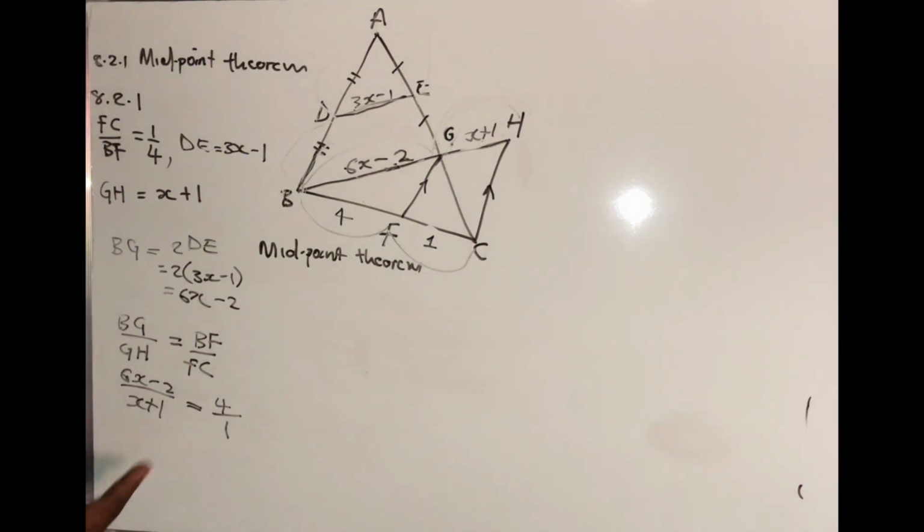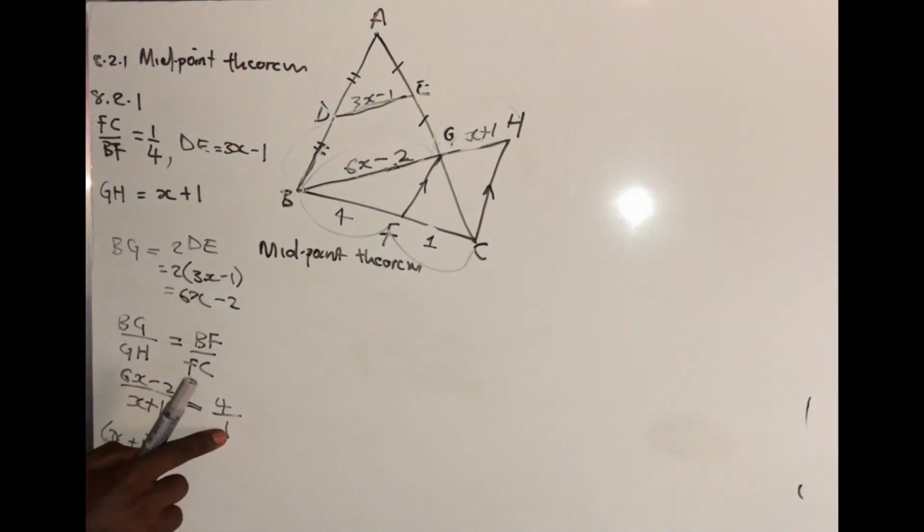Now it's up to you. Since you have this equation, it's up to you if you use your lowest common denominator and multiply throughout by it, or you just cross multiply. But I prefer that you cross multiply. I think it's the easiest way. If we cross multiply, we'll multiply x plus 1 with this 4 and 6x minus 2 with this 1. So let's cross multiply now. We say x plus 1 multiplied by 4 is equal to 6x minus 2 multiplied by 1.